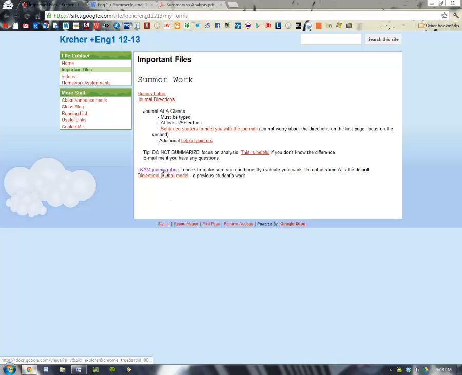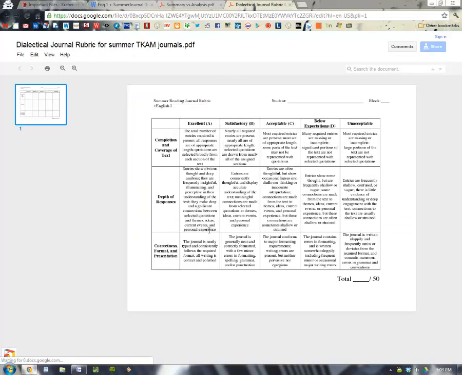In case you want to know what the rubric is that you're going to be graded on, you can find that on there as well.